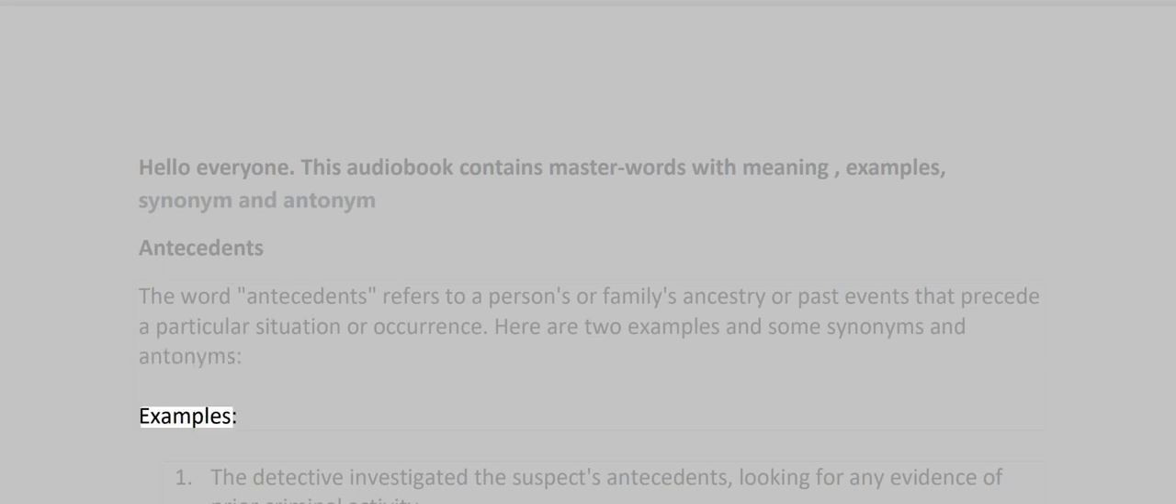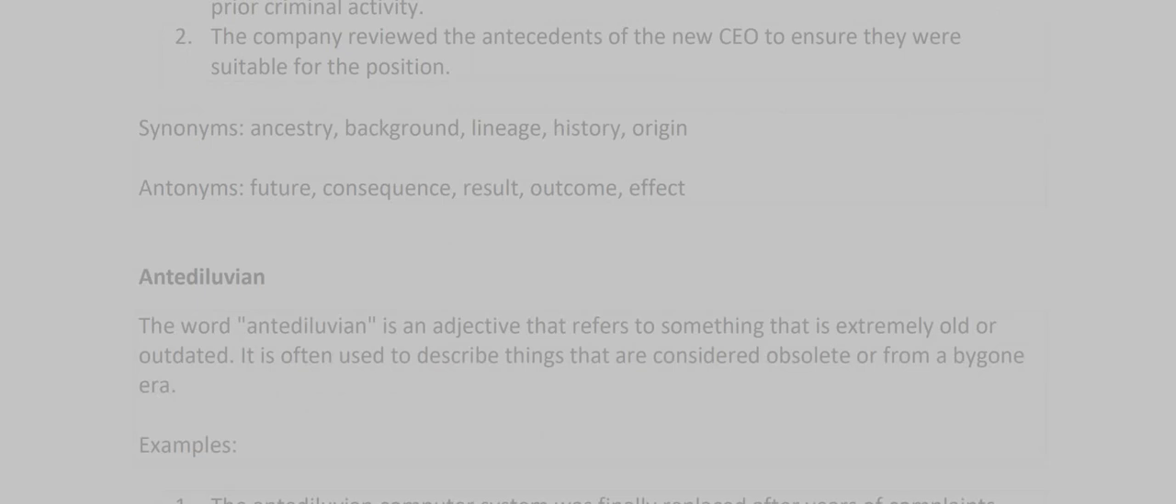Examples. 1. The detective investigated the suspect's antecedents, looking for any evidence of prior criminal activity. 2. The company reviewed the antecedents of the new CEO to ensure they were suitable for the position.